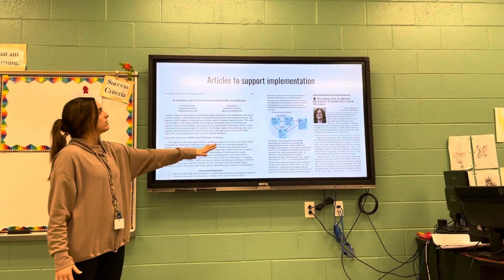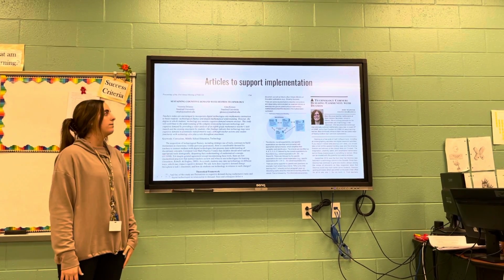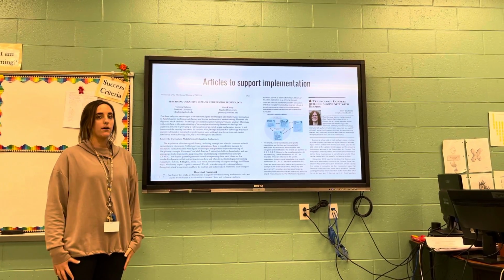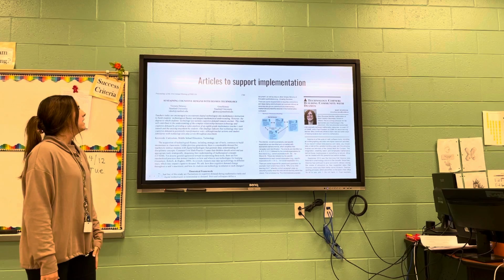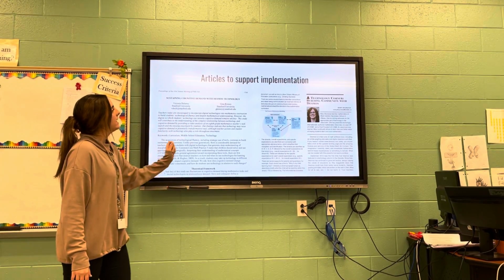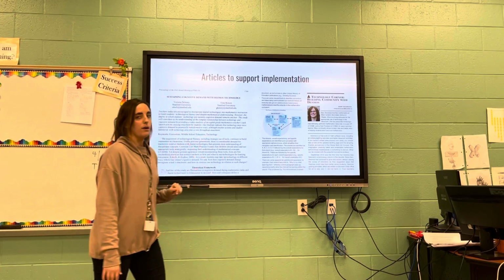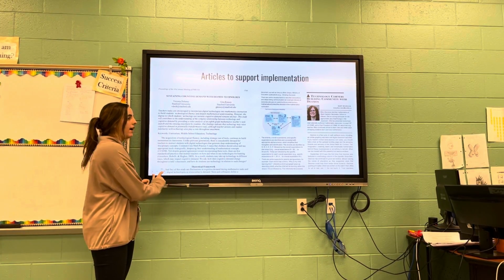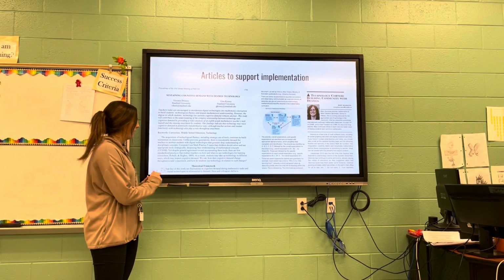These are the research articles that I found to support me using Desmos as my implementation. They're called Sustaining Cognitive Demand with Desmos Technology and Building Community with Desmos. Both were very supportive of using Desmos in the classroom.